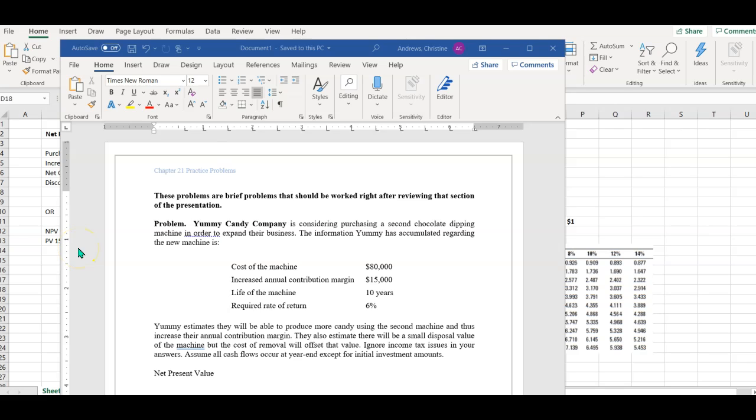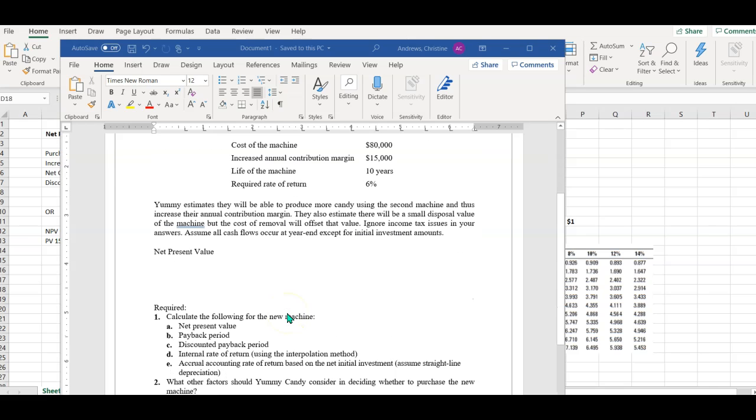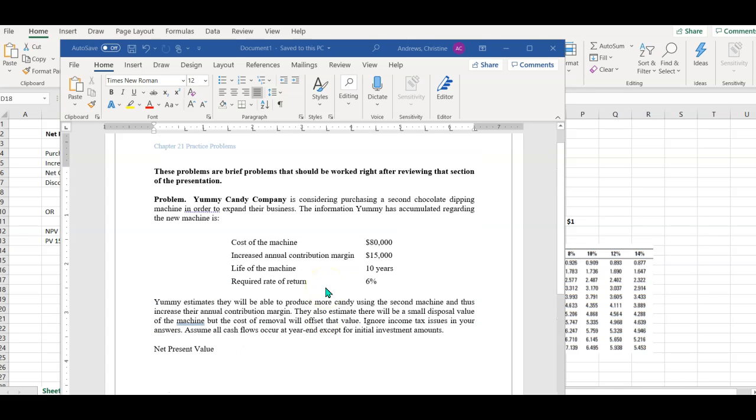Okay, we're going to use one set of data to demonstrate each method. All right, we'll do a net present value, payback method, discounted payback, an internal rate of return, and an accrual accounting rate of return. Okay, and it's just to get the bones down of how this works. And it's a real straightforward problem.